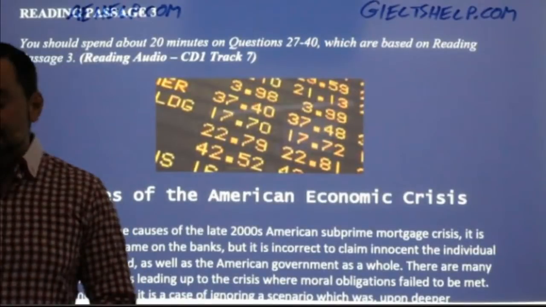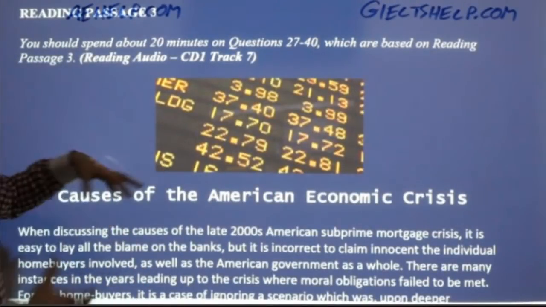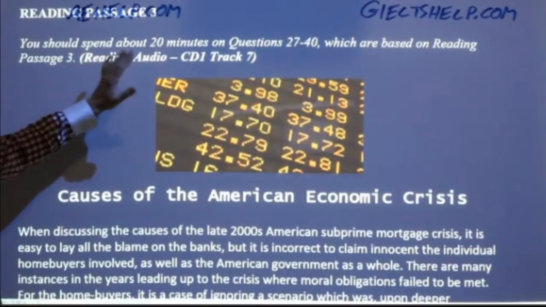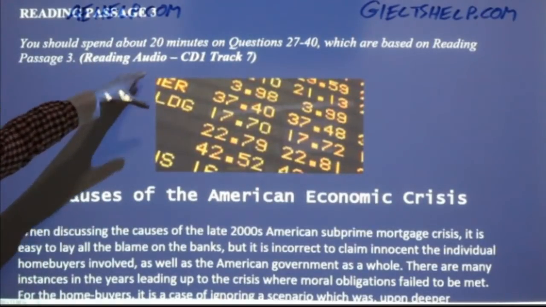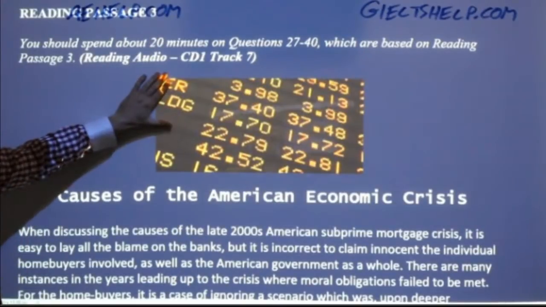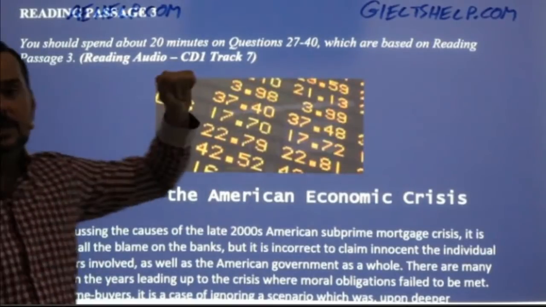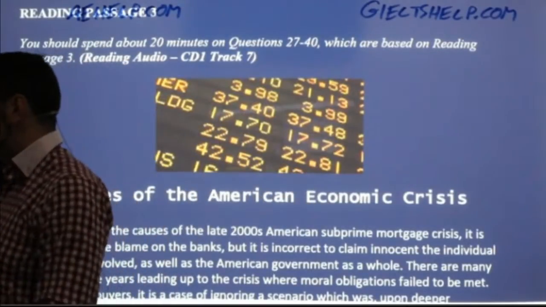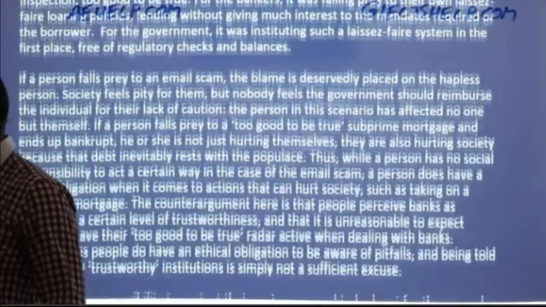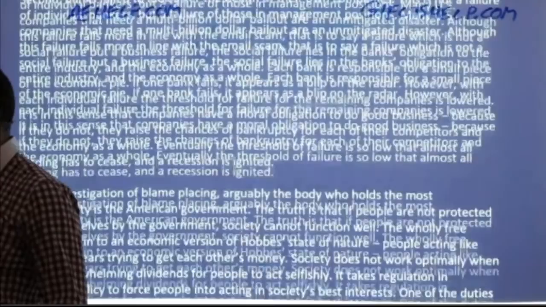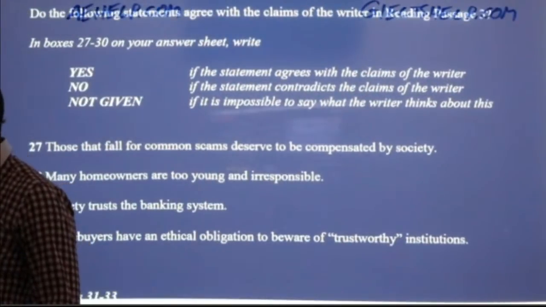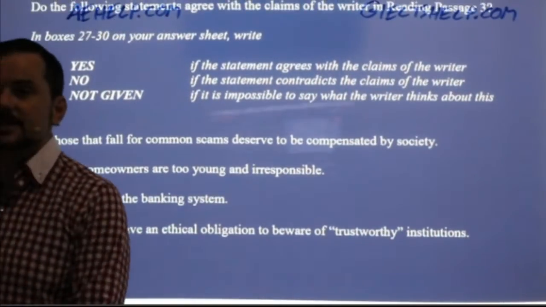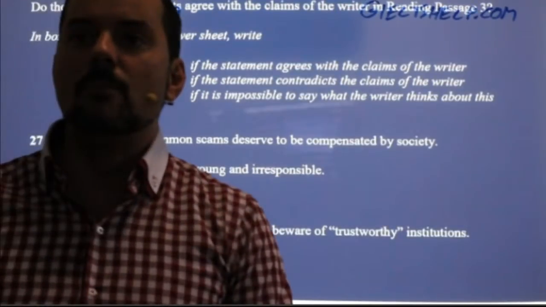So, causes of the American economic crisis. We think about as much information as we can. So, we have the stock markets here. Obviously, there's something about the losing of money, maybe something about banks, people losing money. Then we go, all right, well, I have a little bit of an idea, so I'm going to go look at the questions, see if any questions can help me understand this passage a little bit more.